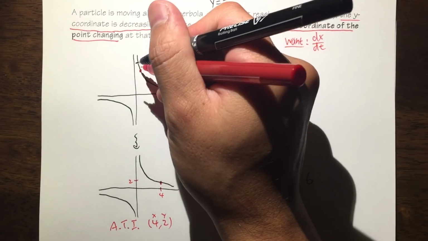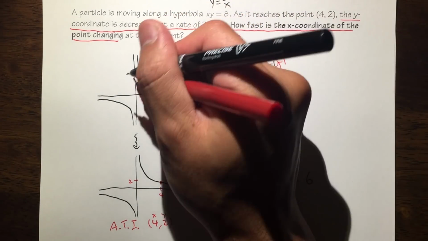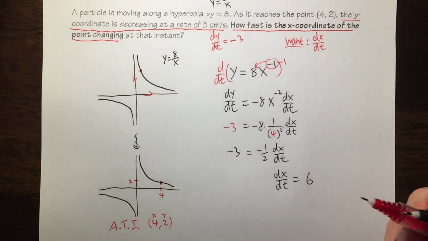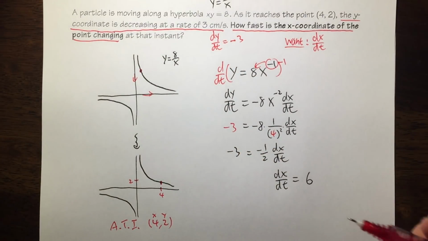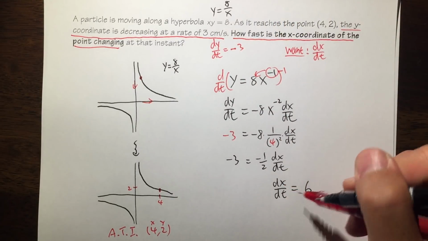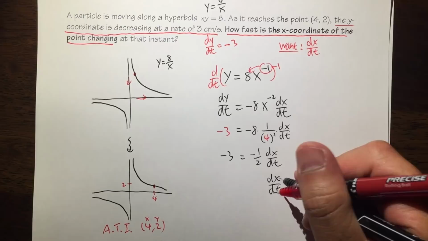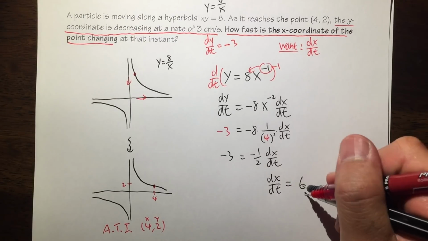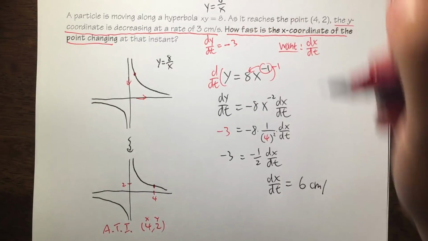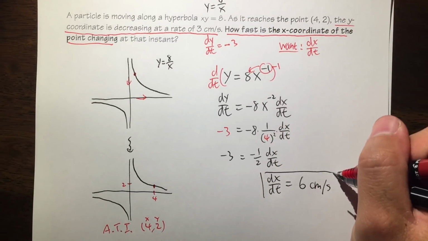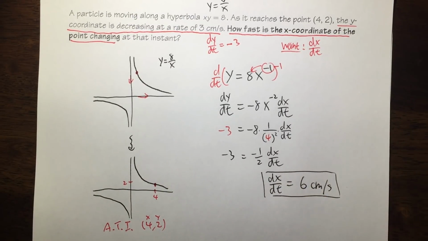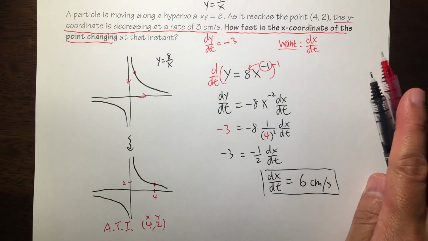As you can see, when the point is going downward, the x value is actually going toward the right. So dy/dt was negative while dx/dt is positive. That makes sense. So dx/dt is increasing at 6 centimeters per second. It means it's going toward the right at the rate of 6 centimeters per second. And this right here is it.